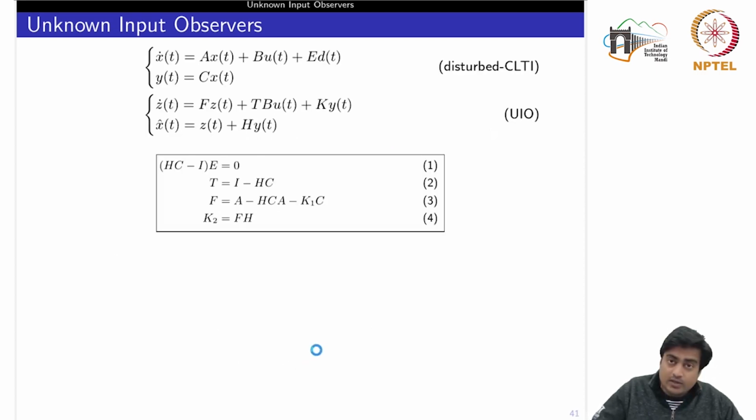We will summarize all the results later on in this slide. So given this plant which has an additional disturbance term, we have designed this UIO ensuring that the solution of these equations exists, where the key matrix is the H matrix. Depending on the H matrix, the further three matrices could be computed. Okay, the Hurwitzness of this F matrix is a separate part which we will see now.